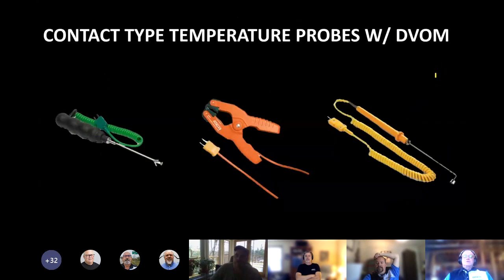Make sure that you use a contact type thermometer. This one in the middle right here is designed to clamp around the tubes coming out of the evaporator or condenser. It's kind of a neat tool. They're not that much money. You can get a good one for between 20 and 30 bucks. And they've got the K probe on it. And remember, your K probe can be adapted to your common and volt sockets also with that simple adapter.